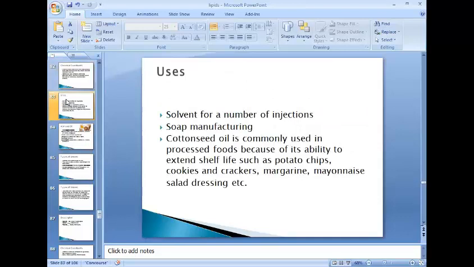It is used as a solvent for injection, and it is used for soap manufacturing. It is also used in processed food because of its ability to extend the shelf life, such as for frying potato chips, cookies, crackers, margarine, mayonnaise, and for salad dressing.